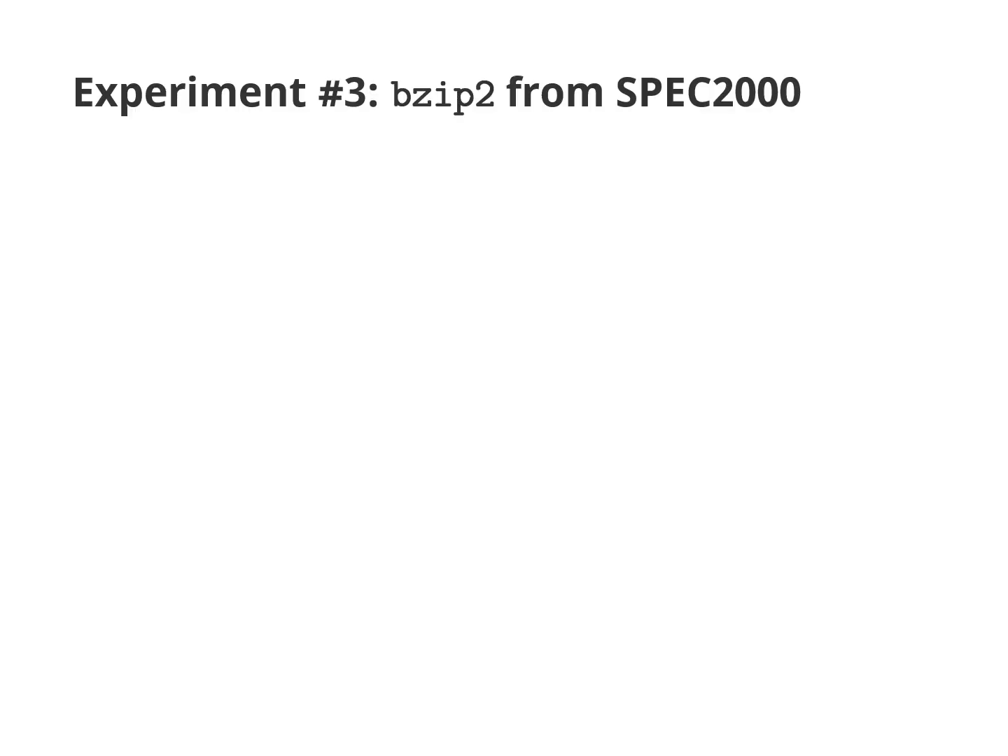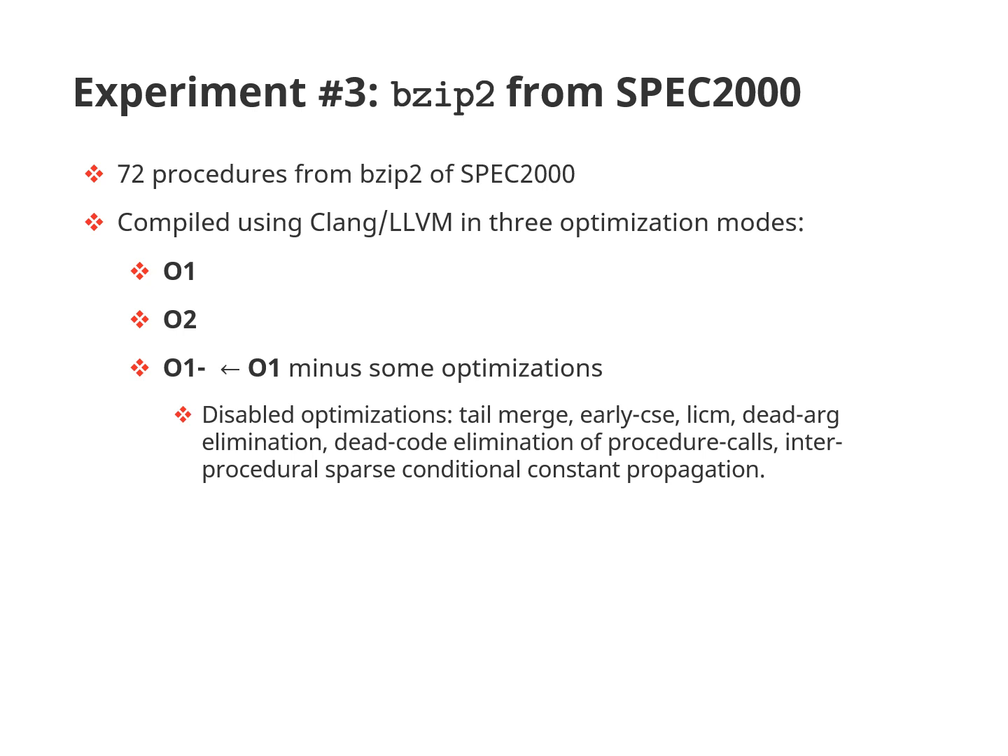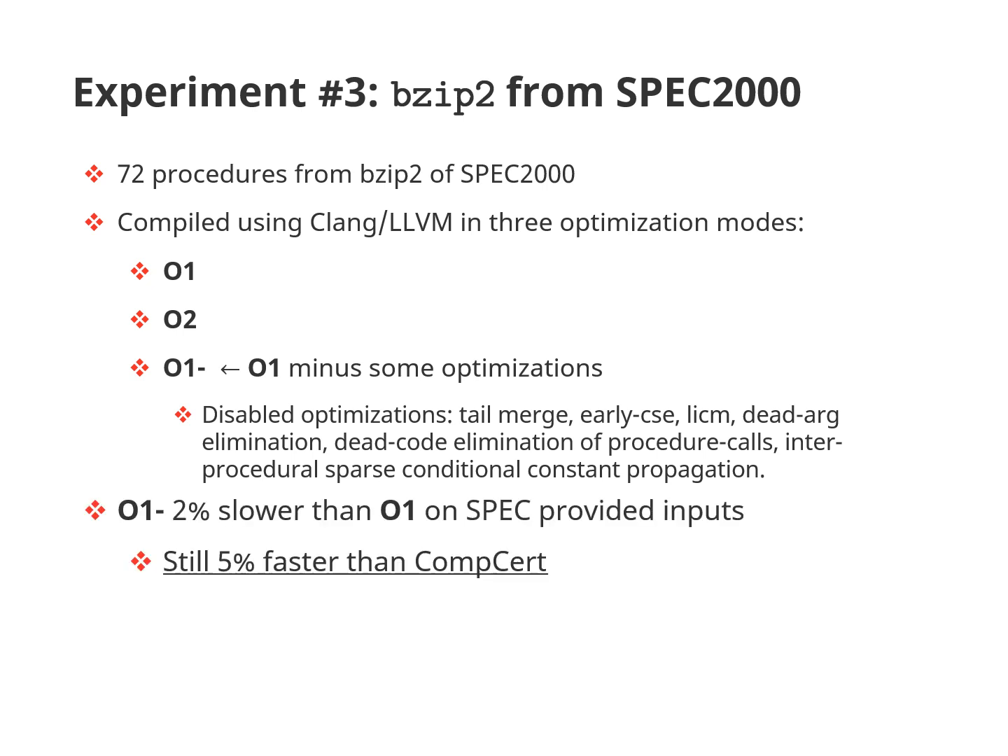In our third experiment, we compile the Bezier-2 procedure from SPEC 2000 using Clang at 3 optimization levels, O1, O2 and a custom O1 minus where we disable certain optimizations. A binary compiled using O1 minus is 2% slower than O1. However, this is still 5% faster than the binary compiled using the CompCert certified compiler.